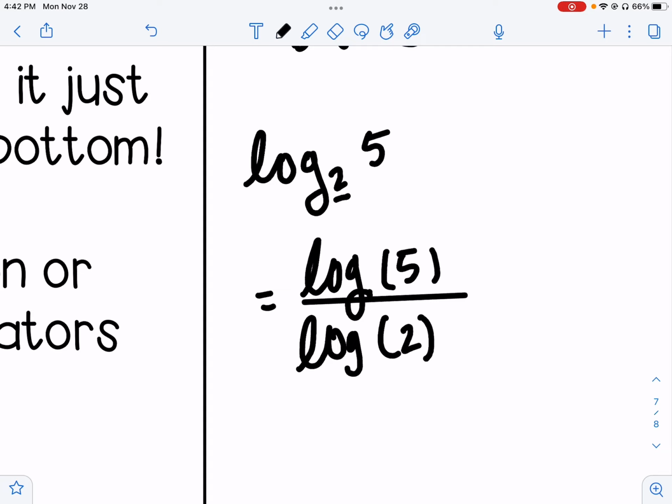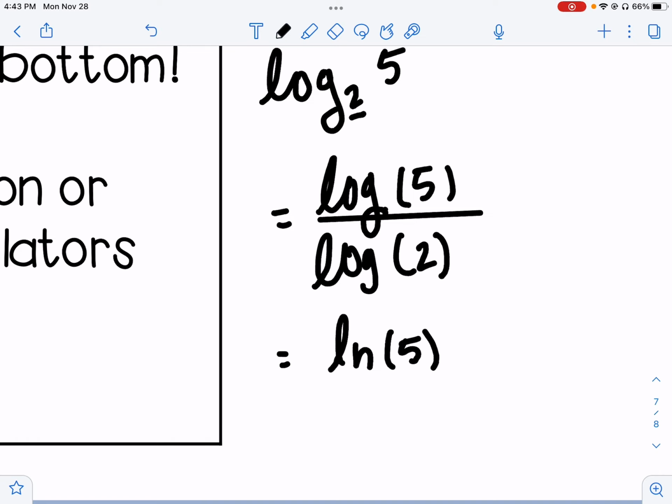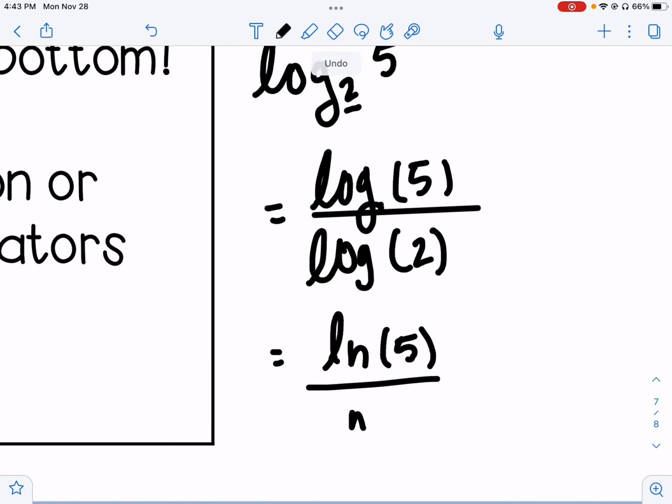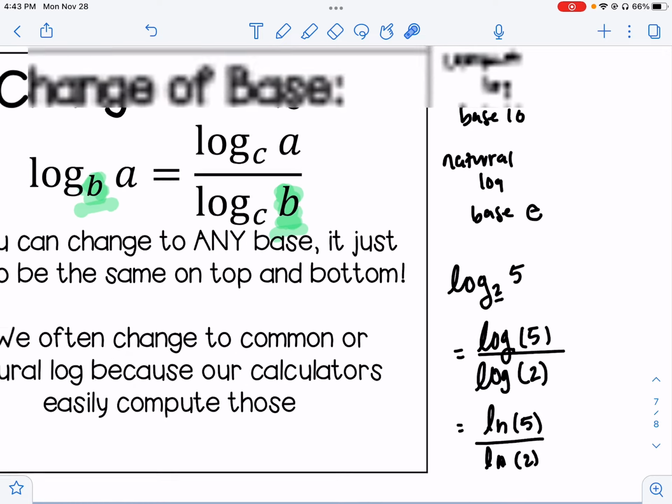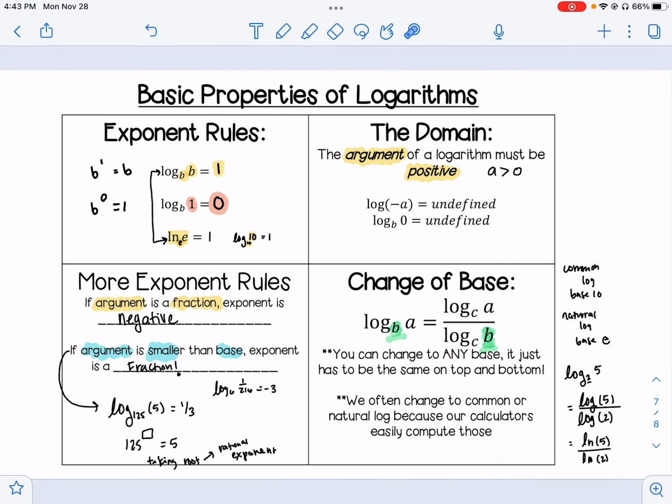I could do it again. I told you the other one we like to use a lot is the natural log. So I could rewrite this as the ln of 5 over the ln of 2. All of these are equivalent expressions. So there you have it. These are some tips, tricks, and must-knows of the world of logarithms.